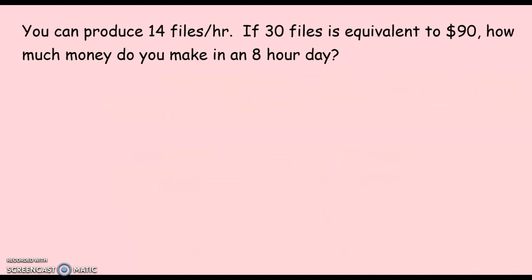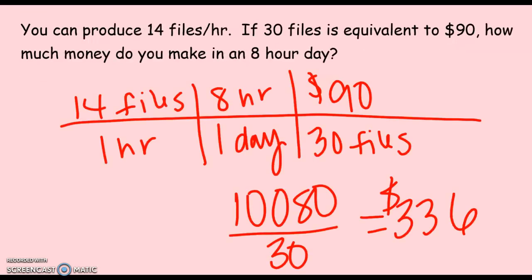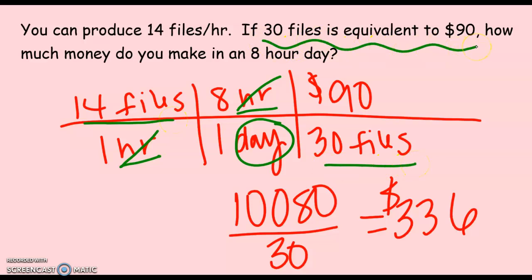Okay. Next, you can produce 14 files per hour. If 30 files are equivalent to $90, how much money do you make in an 8-hour day? Okay, so I went ahead and did this one for you just so you can see it. So I did 14 files over 1 hour because that's what they gave us. And then we're going to go back, and I went ahead and just picked the hours because the hours are going to cancel. There are 8 hours in 1 day. That's what I want to end up with. And since the 14 files is currently on the top, I need to put my 30 files, because I have an equivalent rate right there, on the bottom so that those can cancel out.